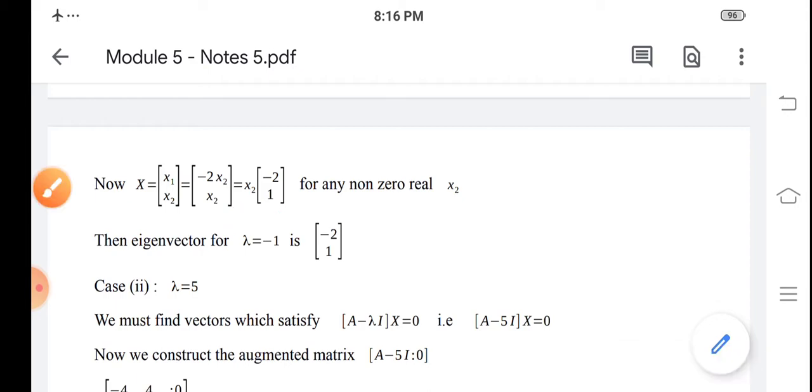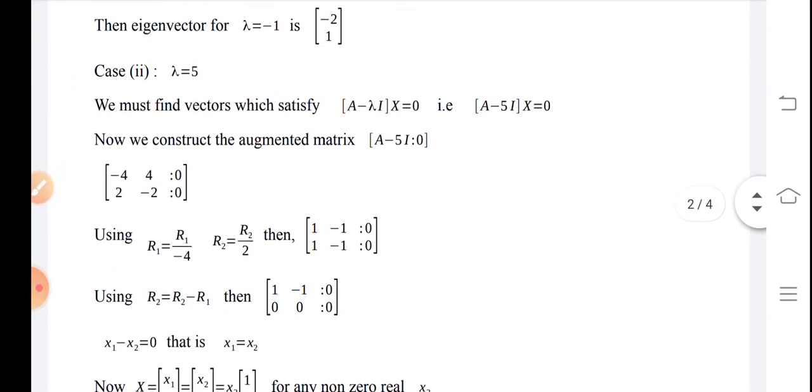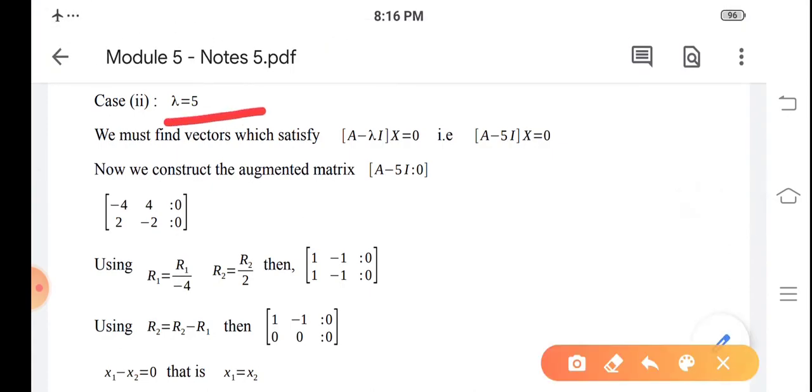So any non-zero multiple of this is an eigenvector for lambda equal to minus 1. Or we write the eigenvector for lambda equal to minus 1 as minus 2, 1. Let us find the eigenvector for the next case, that is the next lambda value, lambda equal to 5.